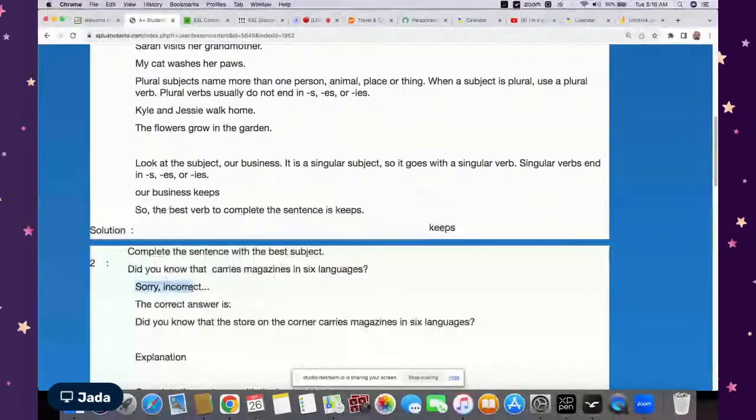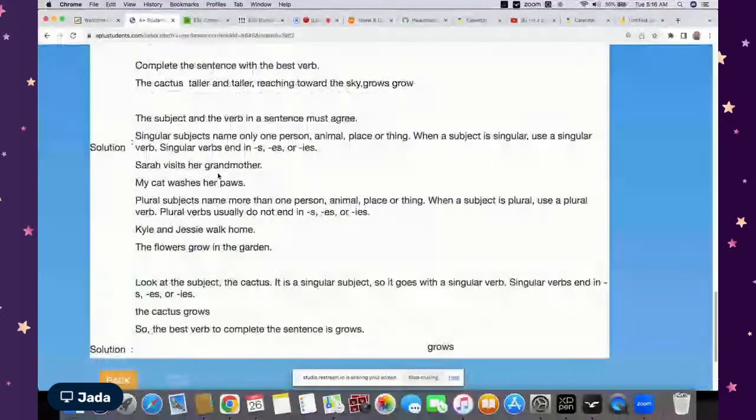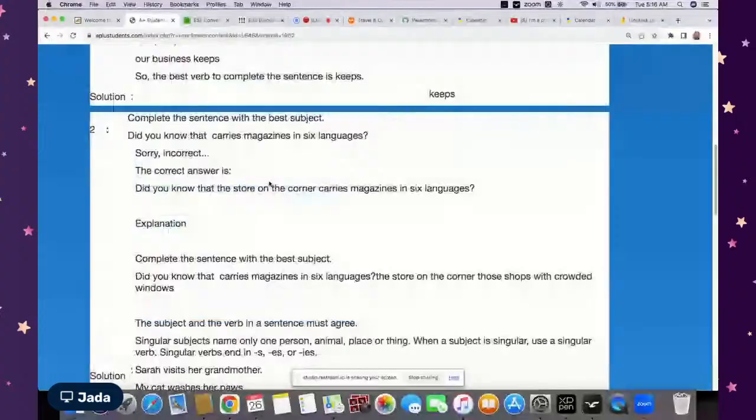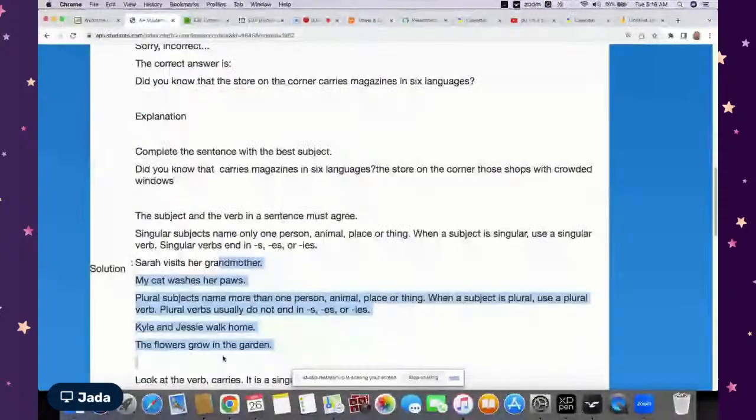Did you know that dash carries magazines in 6 languages? So now we need to find the best subject for this question. Okay, so now: did you know that the store on the corner carries magazines in 6 languages? If you have a question, just ask the question on the chat. Type in the full question so that I can understand.